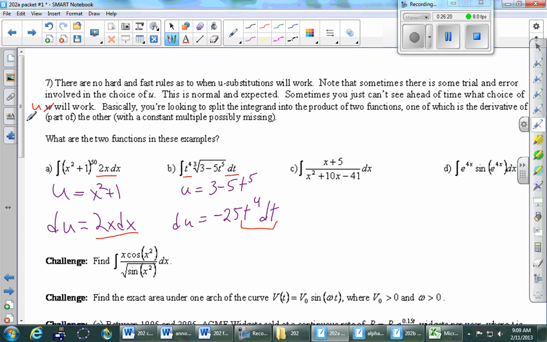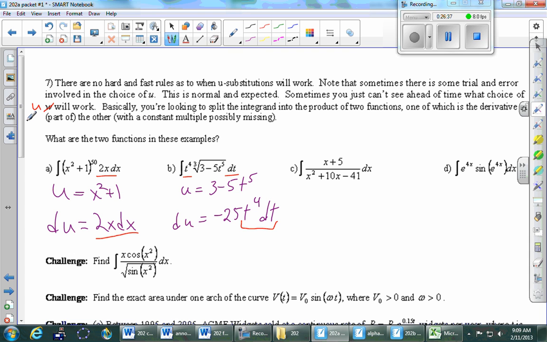Let's take a look at C. In part C, there are no parentheses. All I have is a quotient. And please, please, please don't just think you can take an antiderivative upstairs and a separate antiderivative downstairs. That never works. So we need another way.